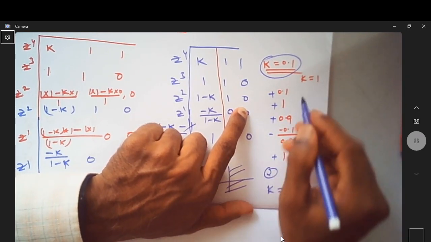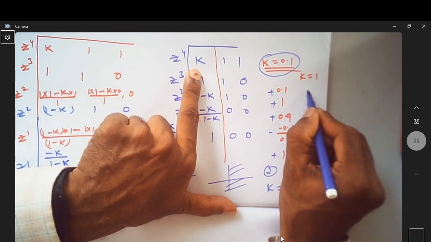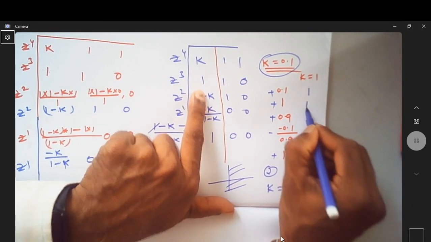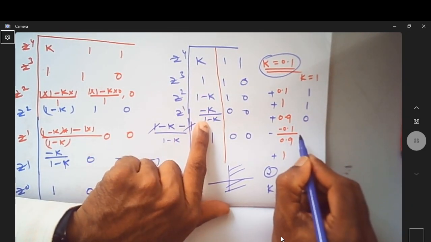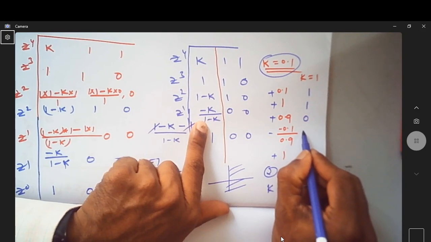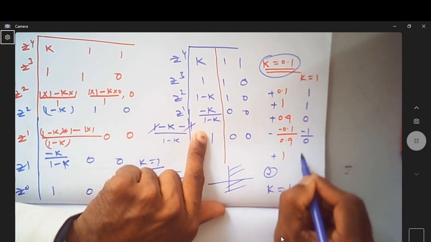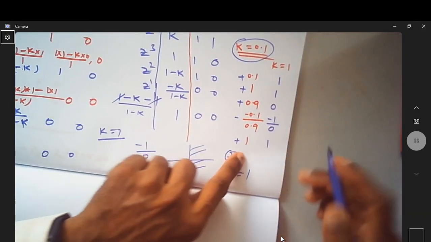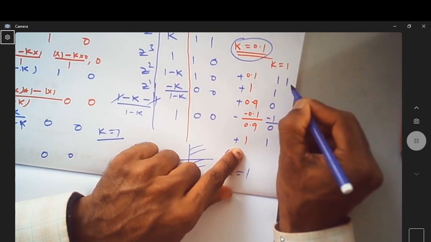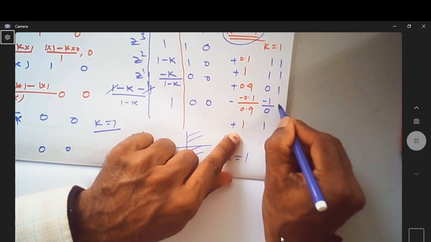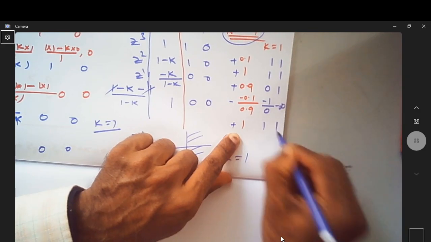So let us see the sign changes. Is this value 1 here? Is this value again 1? Is this value 0? What is this value here? It is minus 1 by 0. What is this value? It is 1. See, is this 1, 1, 1, minus infinity and 1?